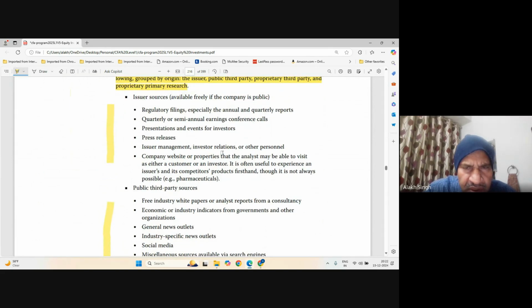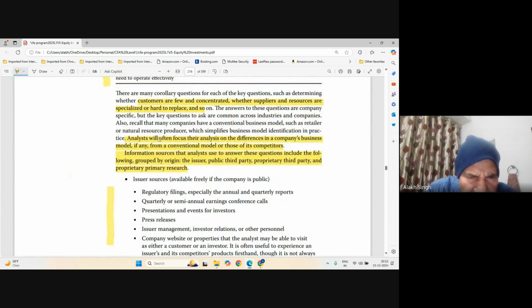Then issuer sources, available freely if the company is public. Then public third party sources, industry white papers and analysis reports. This one is about information. So how do we get information from those sources? One is the issuer sources: the issuer gives financial statements, and on its website it will be written who I am, when I was founded, my history, all those. So how does the analyst gather information? The first source is the issuer himself.